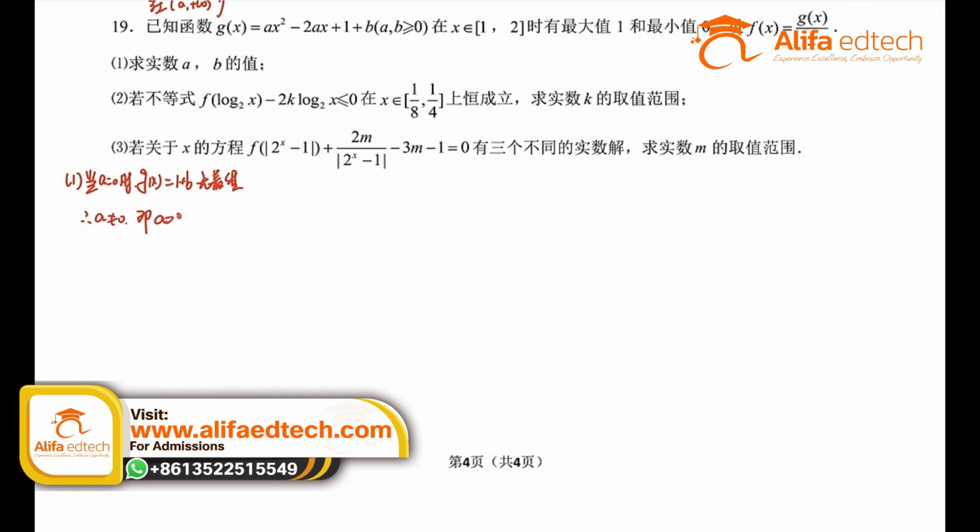So since a is greater than 0, that means for this quadratic function g of x, the corresponding quadratic term's coefficient is greater than 0. And that means it's a quadratic function that opens upwards. And its axis of symmetry happens to be x equals negative b over 2a, which is exactly equal to 1. So this means that our g of x is where? On the interval from 1 to positive infinity, it is monotonically increasing. Therefore, this g of x on the interval from 1 to 2 is also monotonically increasing.